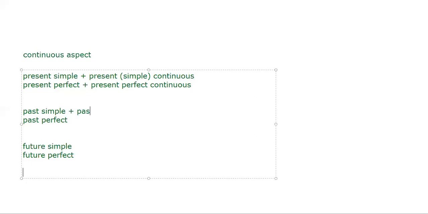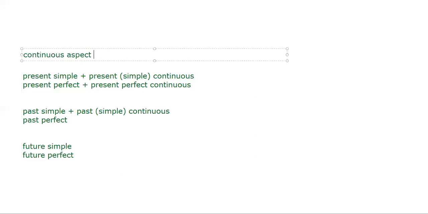Okay, so past simple, past continuous. And that's a good point. Some people call it progressive, some people call it continuous. Let me actually change that. In fact, I was going to use the progressive term first, instead of continuous, but continuous is fine. So continuous aspect, also known as progressive aspect.